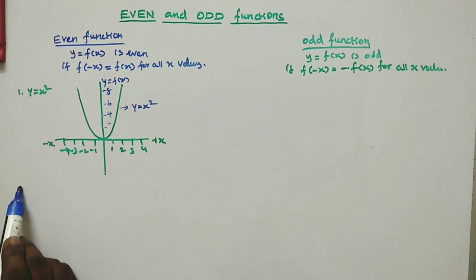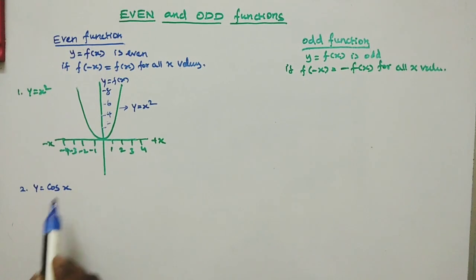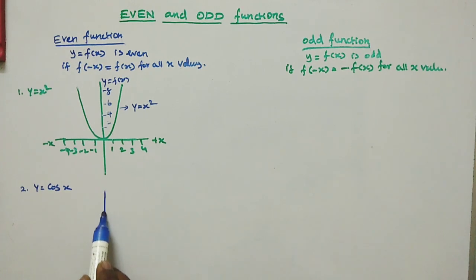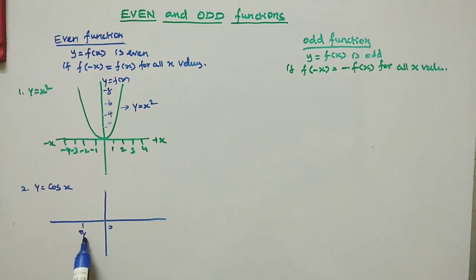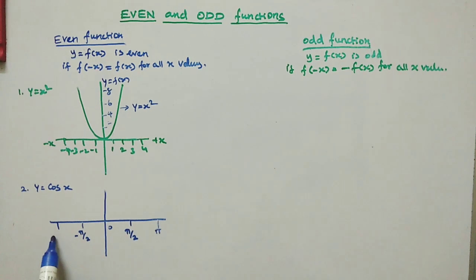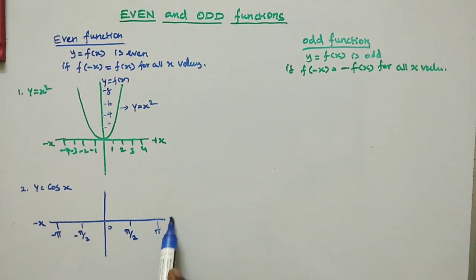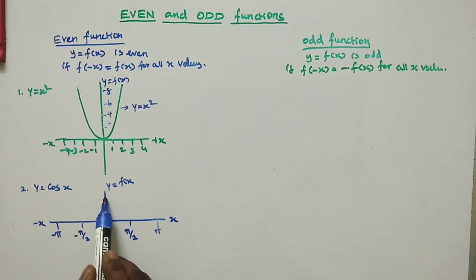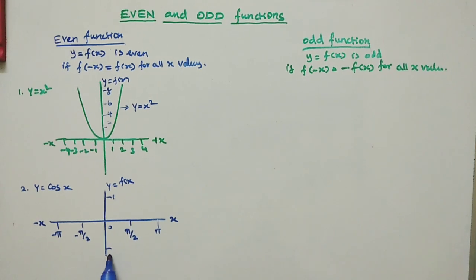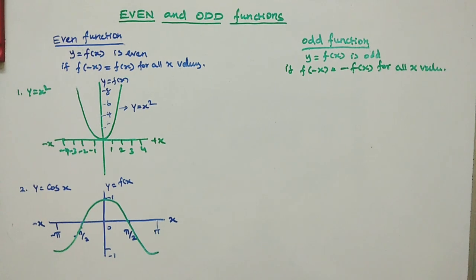And we can take another example, y equal to cos x. Here this is 0, and then pi by 2, this is minus pi by 2, this is plus pi by 2, and pi here, and also minus pi. This is minus x, x, y equal to f of x. We note the readings here 1 and minus 1. Now we can draw a cos wave. So like this, this is the cos wave.